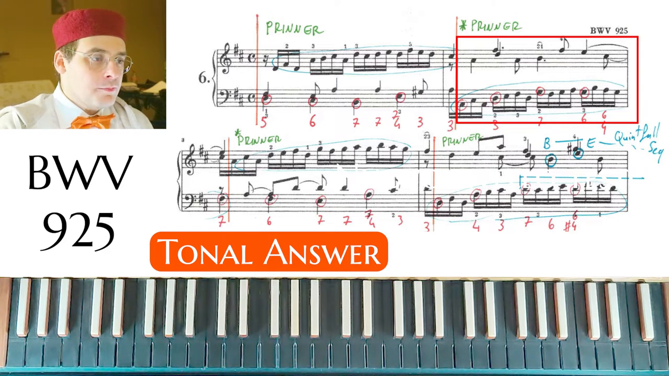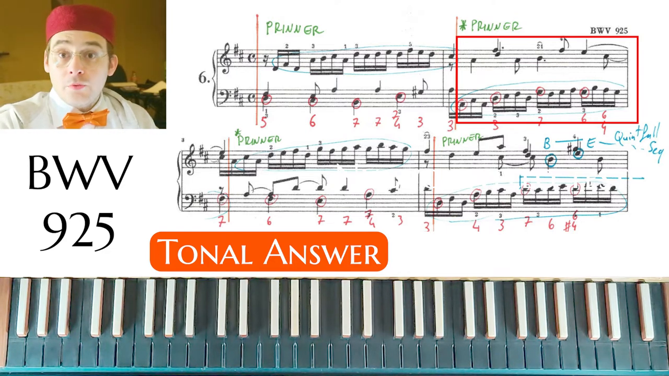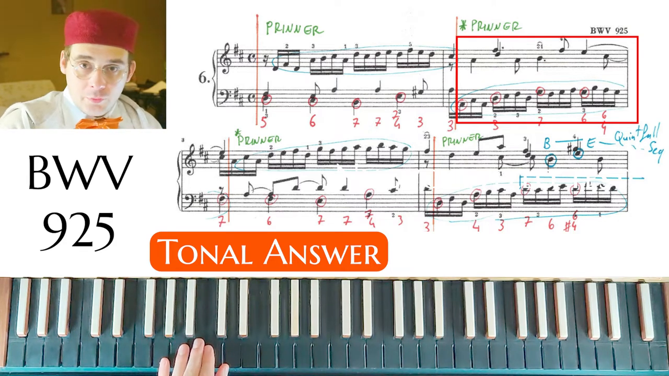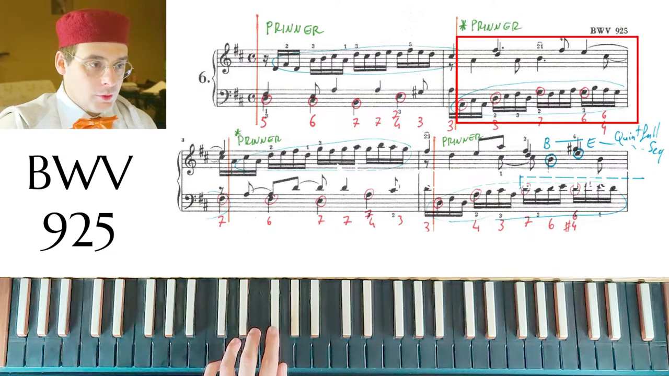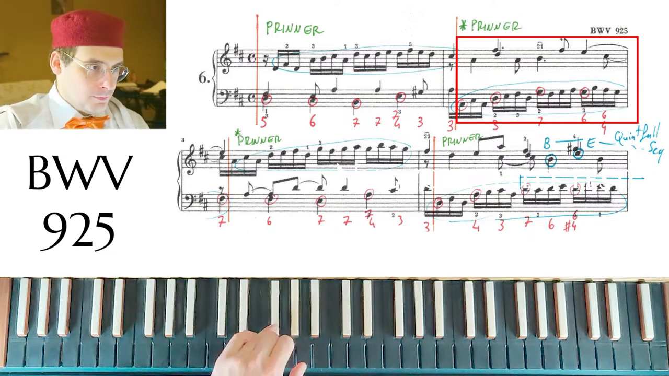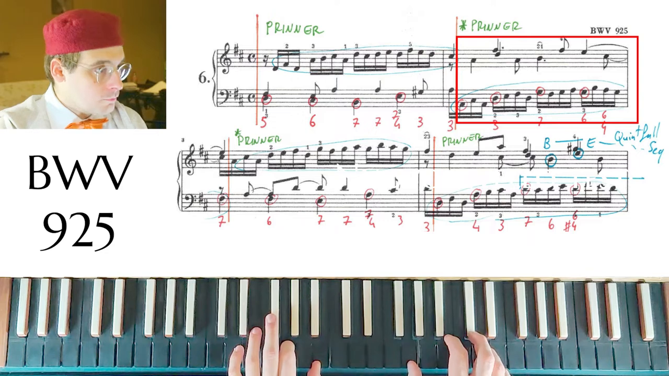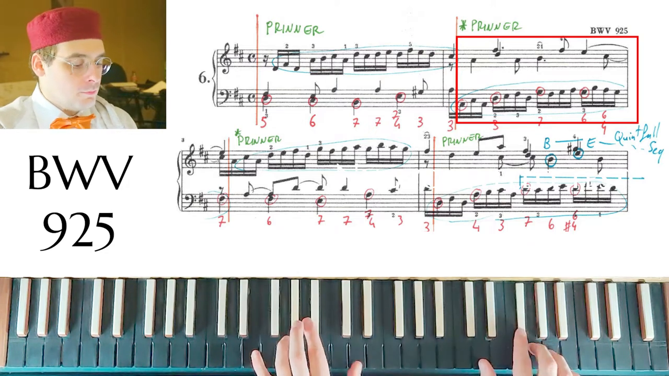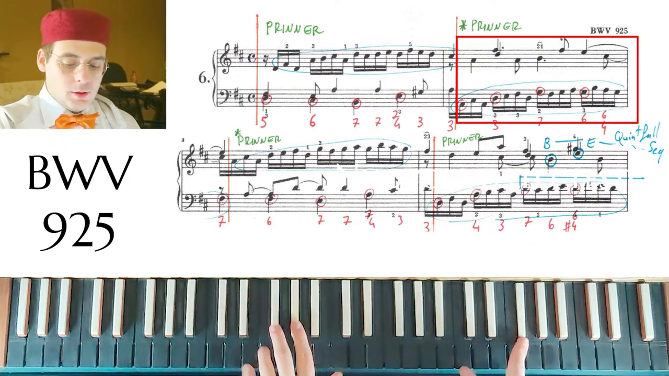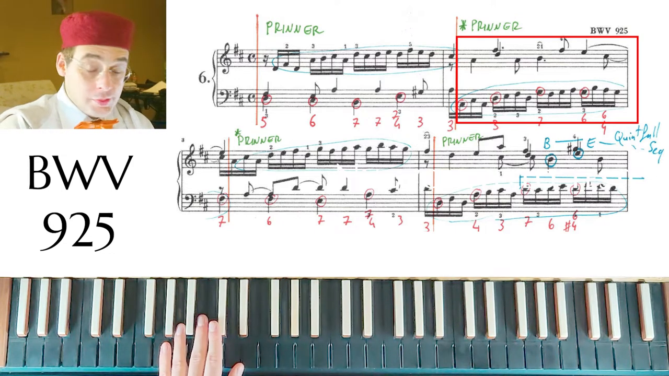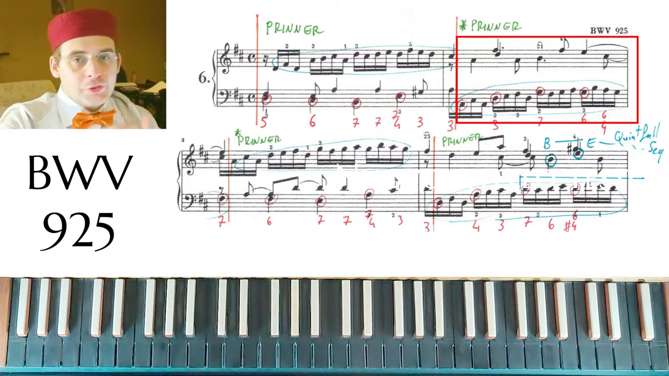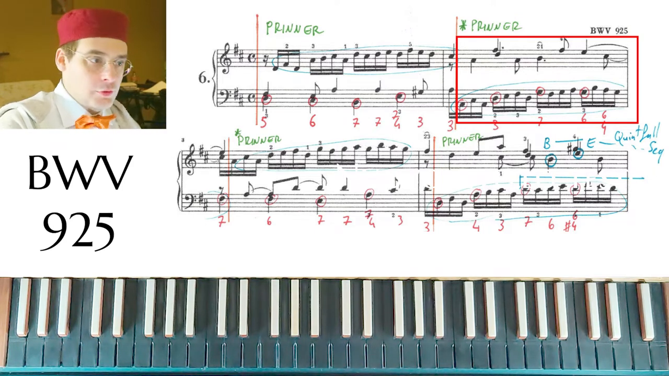So this could be a Prinner maybe inverted, but if we think of a Prinner inverted by transposing the subject a 4th up, we should have. Okay, so we obviously don't have all the notes of a Prinner, but the structure is the same because it is a representation of the main melody of this prelude.